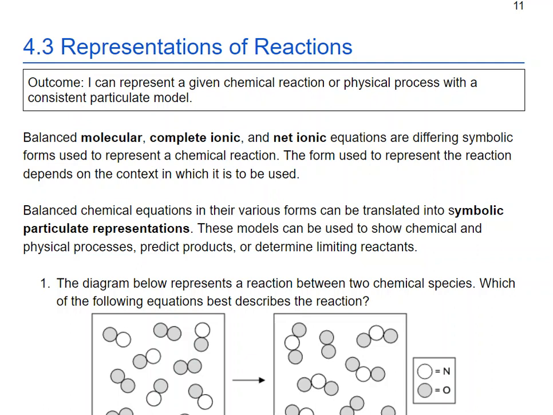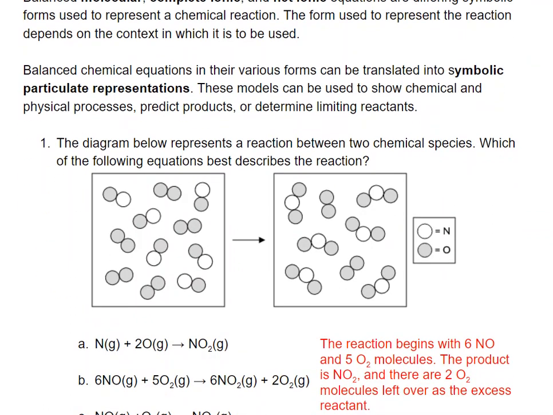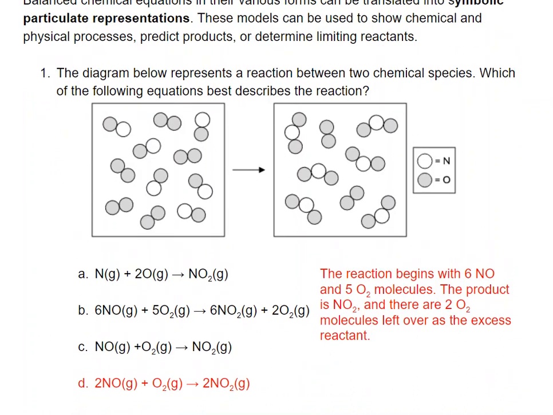So, balanced chemical equations can also be translated into symbolic particulate representations. So, these are models that we can use to show chemical and physical processes, to predict bonds, or to determine limiting reactants. So, here we have a diagram, and we want to know which of these reactions best represents the reaction. So basically, I'm just looking to figure out what my reactants and products are.